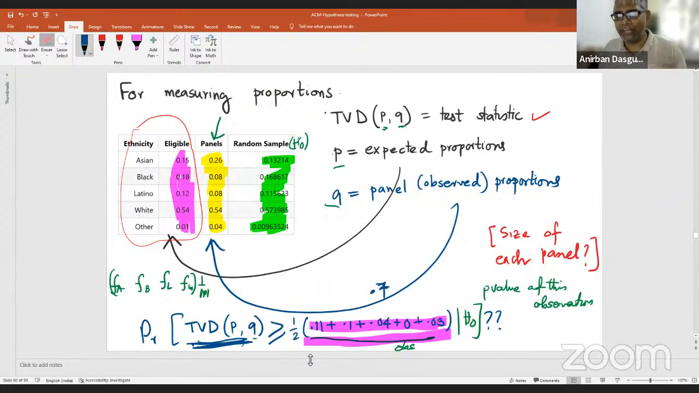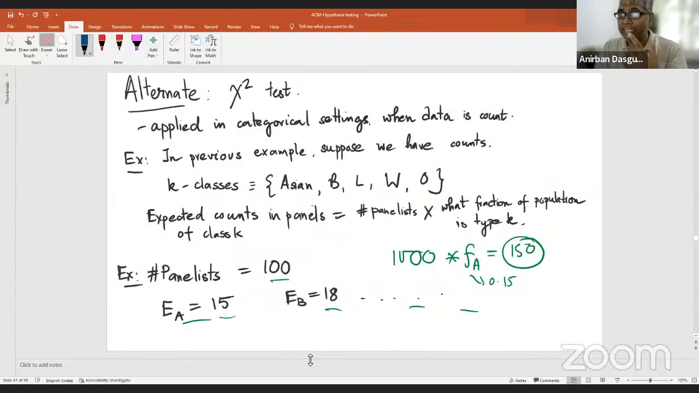Because if I'm taking 100 samples from the population, I should be more representative of the population than if I'm taking one sample from the population. Using one sample from the population, it can never be really significant. So there's a better statistical test for this particular setup that takes into account the sample size, right? And that is called the chi-square test. It is applied in these categorical settings where the data is count, right?